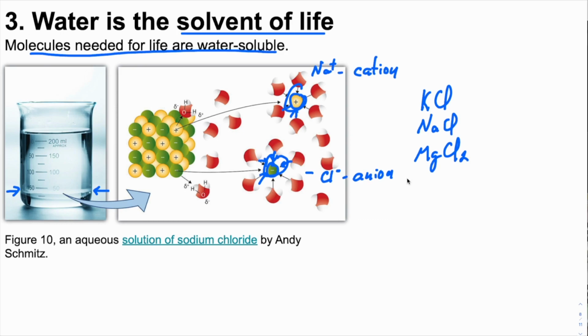Importantly, amino acids, which are the building blocks of proteins, are ionic and they dissolve in water. Nucleotides are the building blocks of DNA and RNA, and they are also ionic and soluble in water. Sugar is not ionic, but it nonetheless is very soluble in water.